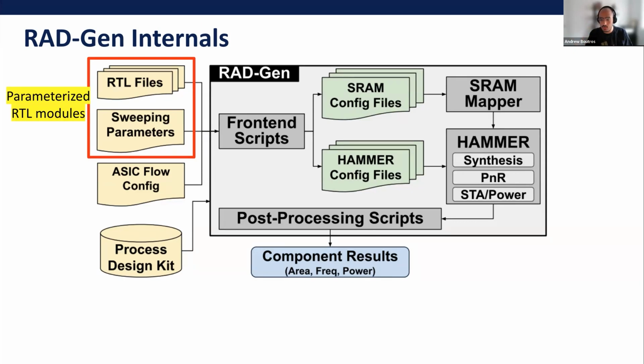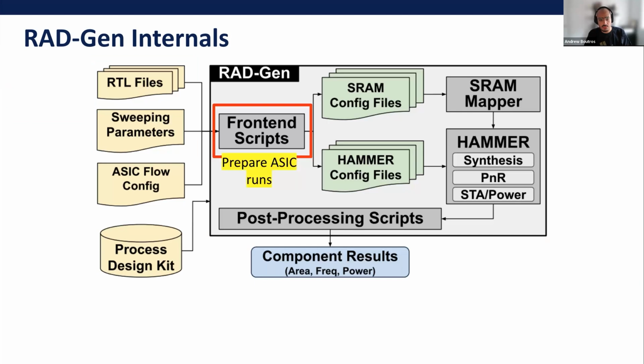So for example, if I want to evaluate the cost of NoC routers, there are parameters such as how many virtual channels do I have in the NoC router, what is the NoC link width, what are the virtual channel buffer sizes, and so on. So those are all parameterized in the RTL design. You just give those parameters to RAD-Gen, and then RAD-Gen will sweep different options and give you the implementation costs of all those options.